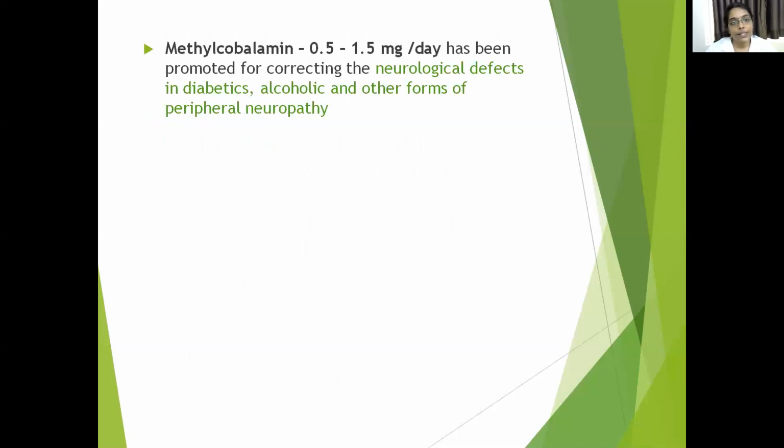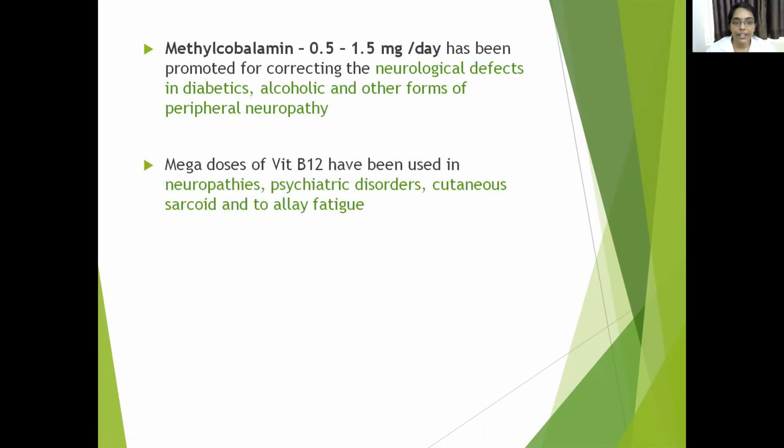So what are the other uses? See, methylcobalamin is involved mainly in the synthesis of methionine and acetylmethionine. These are necessary for maintaining the integrity of myelin. So we prefer giving methylcobalamin mainly in neuropathies. The dose is 0.5 to 1.5 mg per day. It has been promoted for correcting the neurological deficits in diabetics, alcoholics and other forms of peripheral neuropathy. Then we can give mega doses of vitamin B12 in neuropathies, psychiatric disorders, cutaneous sarcoid and to allay fatigue.